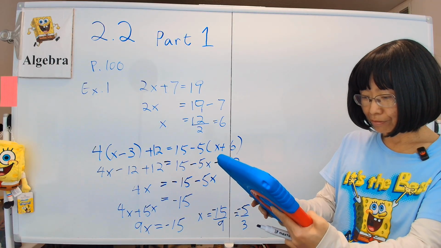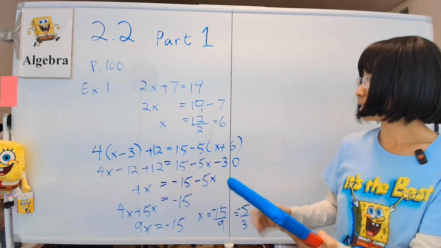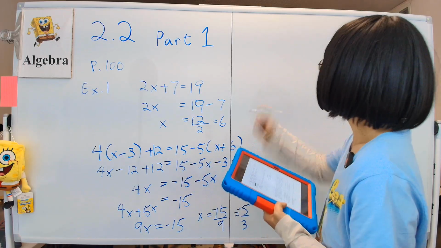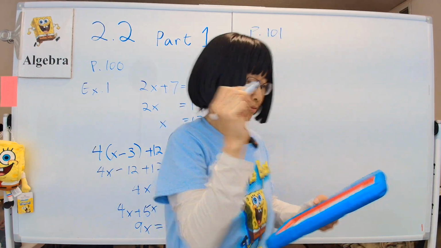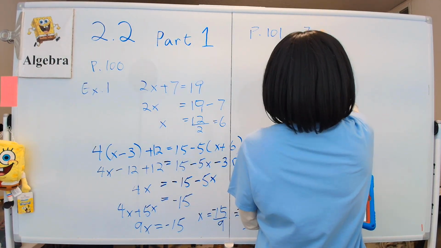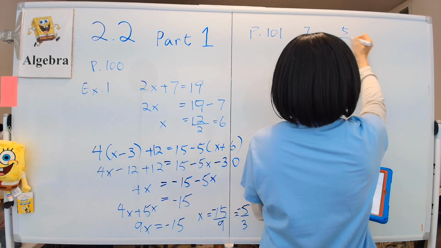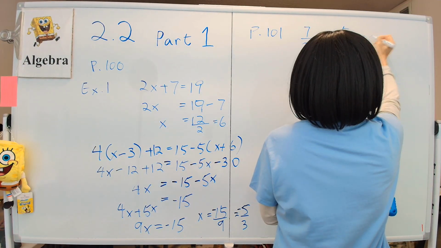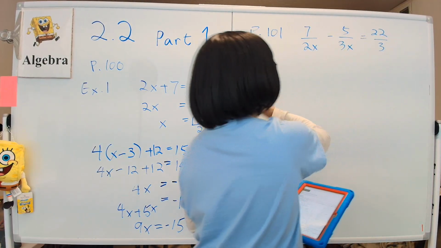Now that's example 2. Next, let's look at example 3, where we have a more complicated situation. Example 3 is on page 101. So please turn to page 101 and let's look at example 3, which says 7 over 2x, and now, well, x is on the bottom, okay? That always confuses people, but we are going to do this the same way we always did: equals 22 over 3, all right? So how are we going to do that?